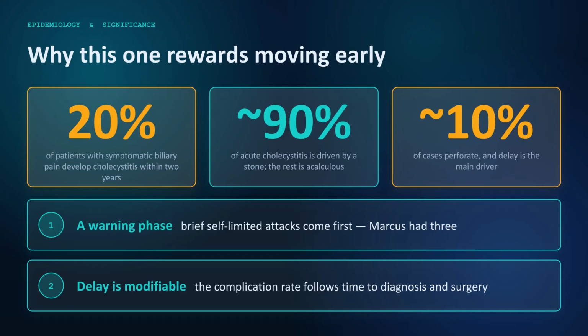Put those together, and you have the clinical significance of this topic. A common disease, with a predictable warning phase, and a complication rate that rewards moving early. One practical consequence. When a patient describes repeated short attacks, that is the moment to arrange an elective operation, not after the 3rd emergency visit.